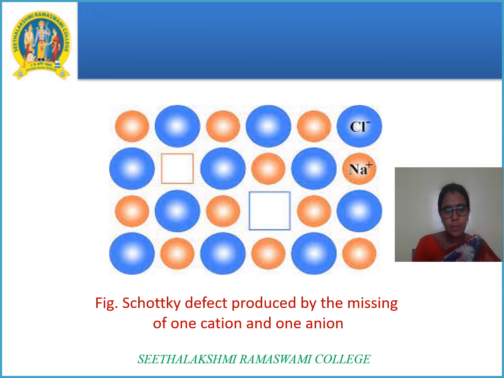This picture represents the Schottky defect produced by the missing of one anion and one cation. This is the cation missing hole and this one is the anion missing site.